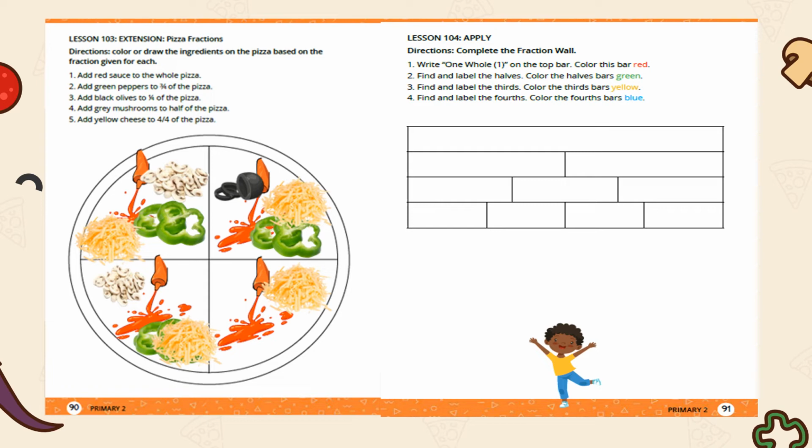So we put it. Next page, complete the fraction wall. Number 1, write one whole on the top part in red. We put one whole. Number 2, find and label halves in green. Half and half in green. Number 3, find and label the thirds in yellow. 3/3. Number 4, find and label the fourths in blue. 4/4.